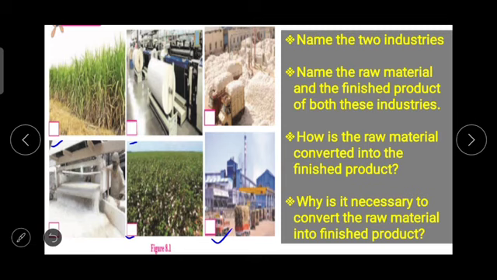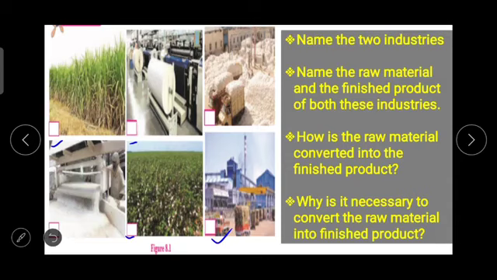So the first question is, name the 2 industries. By the picture, you can name the industries. Then name the raw material and the finished product of both these industries. How is the raw material converted into the finished product? And the last one, why is it necessary to convert the raw material into finished product?